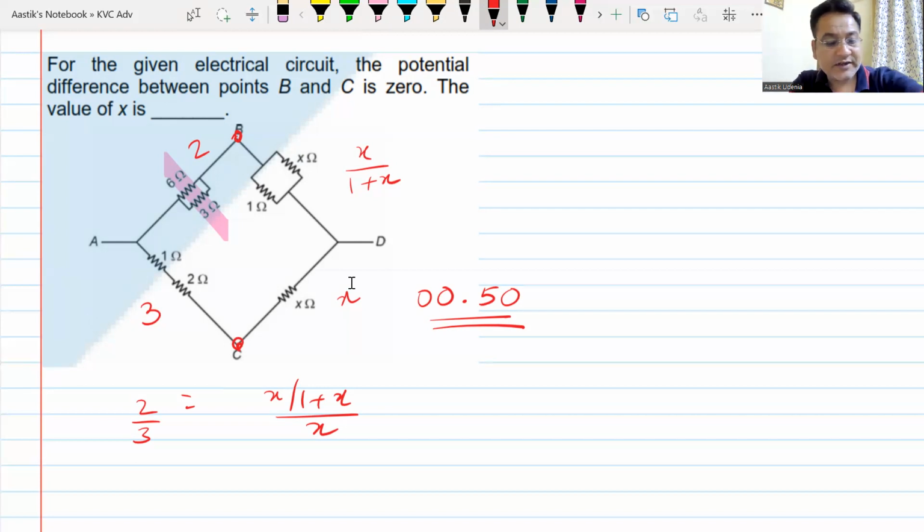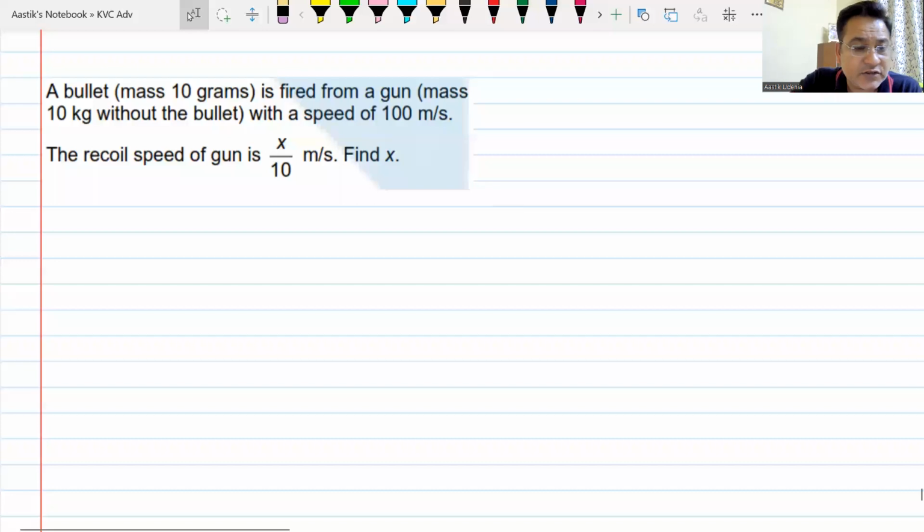This is the next one in line, and I need a quick answer for this one. And here is the question. The mass of a bullet is this, fired from a gun of mass, this thing without the bullet, with a speed of 100 meters per second. The recoil speed of the gun is this one. What is the value of x?